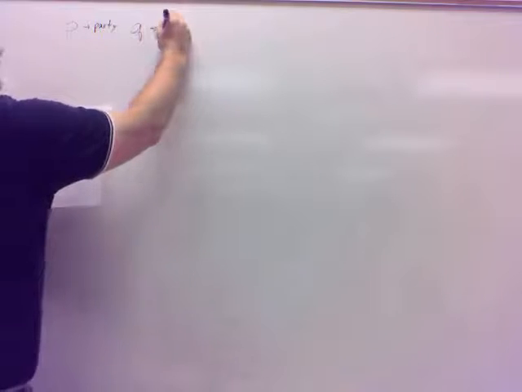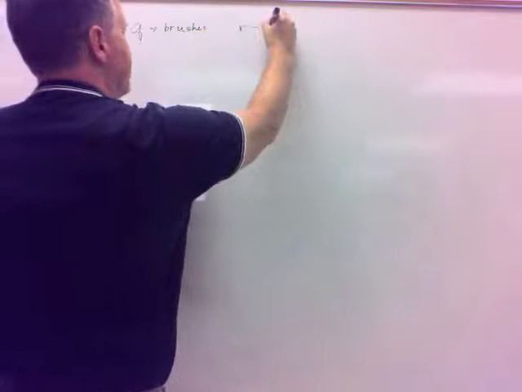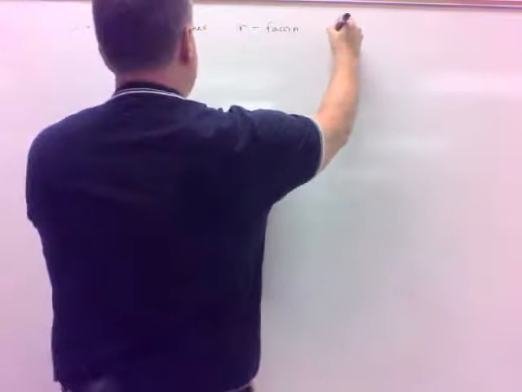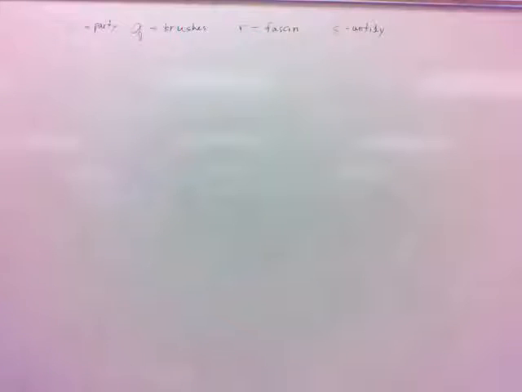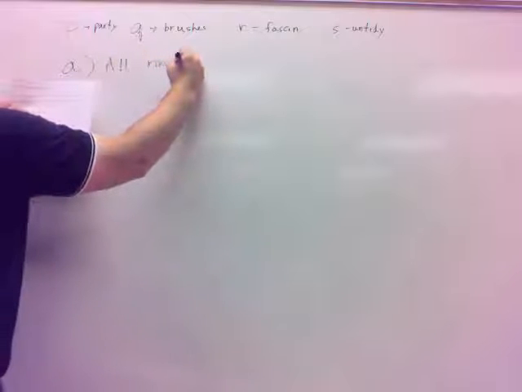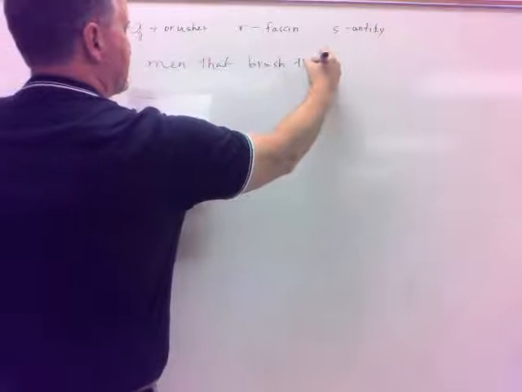Here's what we've got on the handout: transitive argument example. We've got 4 statements. P is he is going to a party. Q, he brushes his hair. R is he looks fascinating. And S is he is untidy. Okay. Strange statements, but that's what we got. All right. So here's the thing. We're going to take A, which is all men that brush their hair look fascinating. That's where we start.